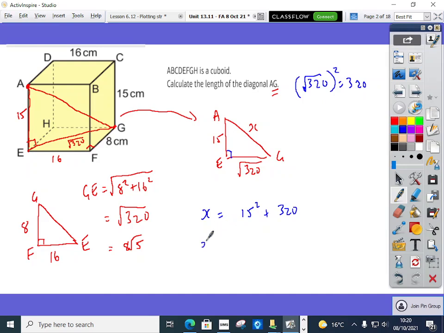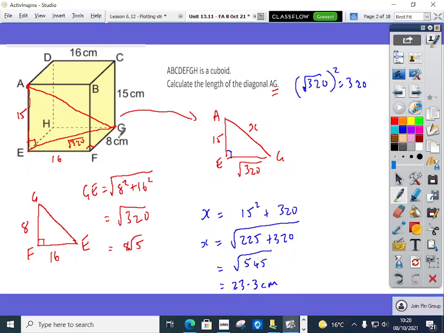So I know that 15 squared is 225, and that's 320. If I add those together, I'm going to get 545. And then you just get your calculator, square root of 545, and you'll get the answer, 23.3 to 1 decimal place will be fine.